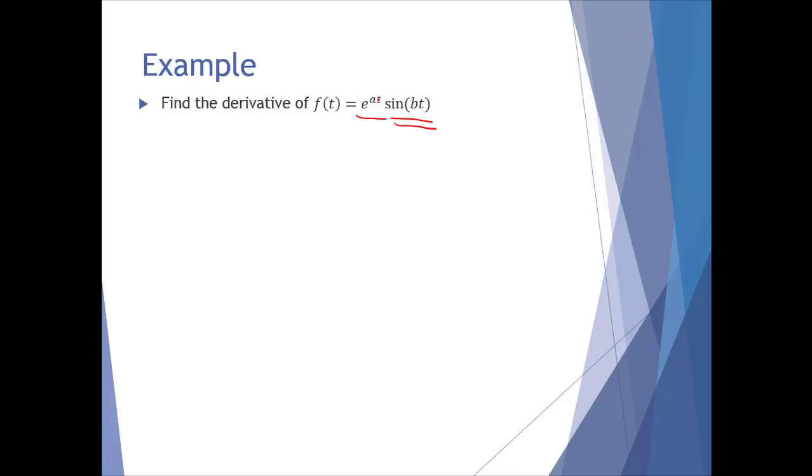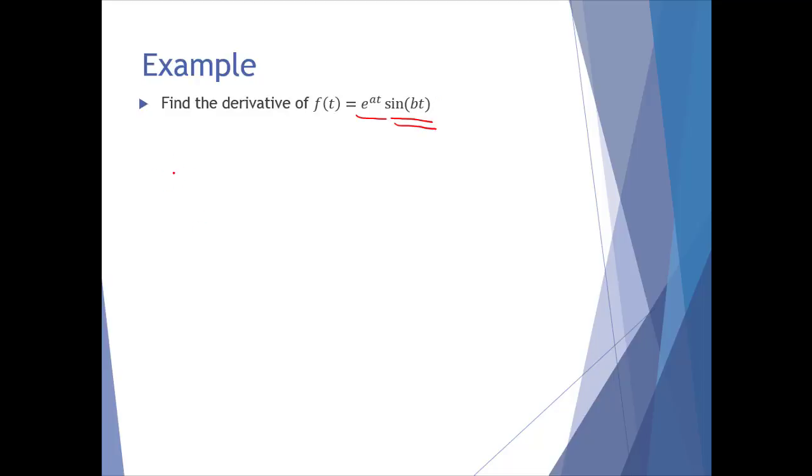But in addition to that, I notice that I don't just have the variable up in the exponent of my exponential. T is my variable because this is f of t. So I have an entire function sitting up here, that function being a times t. Also, inside my trig function, I don't just have t, I have bt. So both of those derivatives are actually going to involve chain rule as well.